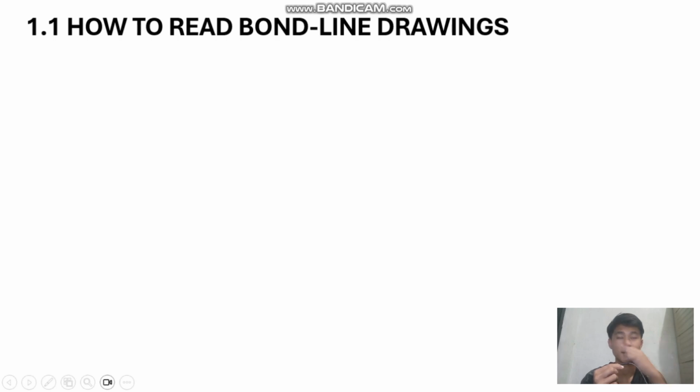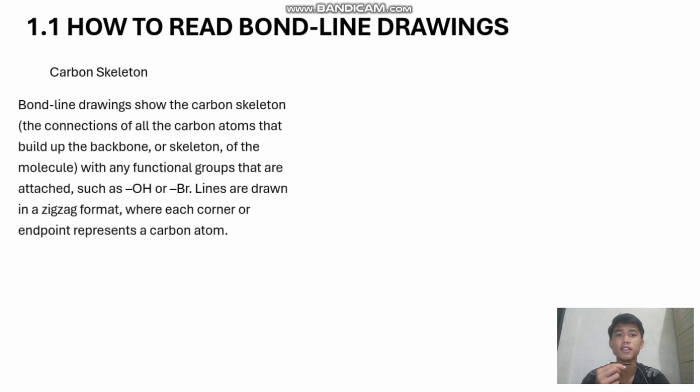First, how to read bond line drawings. The carbon skeleton. Bond line drawings show the carbon skeleton, the connections of all the carbon atoms that build up the backbone or skeleton of the molecule, with any functional groups that are attached, such as OH or bromine. Lines are drawn in a zigzag format, where each corner or endpoint represents a carbon atom.